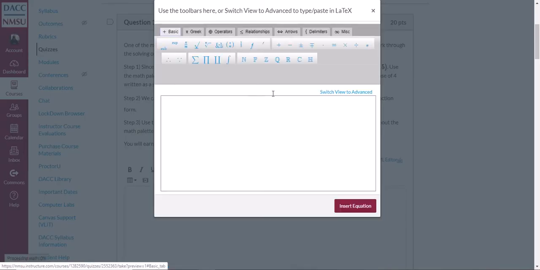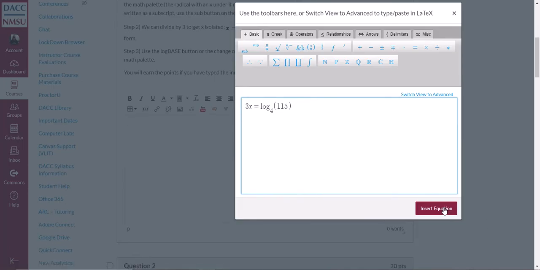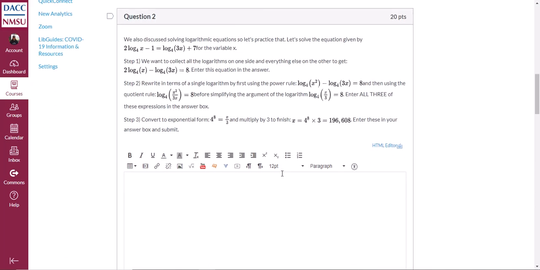Using the math palette, I'm going to move it down so I can see my expression. 3x equals log. And then I'll use this little sub button to write the base of 4 arrow out before I put the 115. All right, so that's how we can get enter and insert equation. That's how we get the subscript of 4. All right, I have not finished. I have not entered everything in there, but let's move on to the next one.